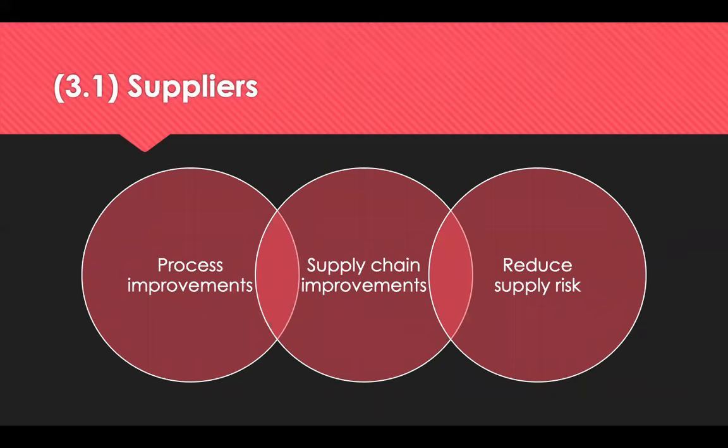Now, CIPS suggests that it can be a good idea to get suppliers' views on complex specifications, and it's often in the form of market testing or market sounding exercises. So early supplier involvement can bring about process improvements, supply chain improvements, and a reduced supply risk. But do remember, suppliers may be biased in their own favour, and there are strict rules about early supplier involvement in public sector organisations.